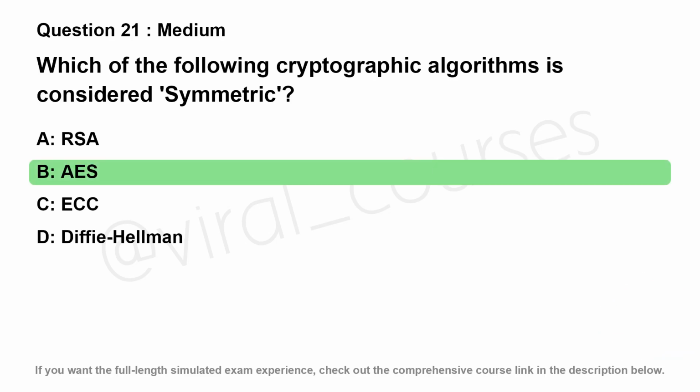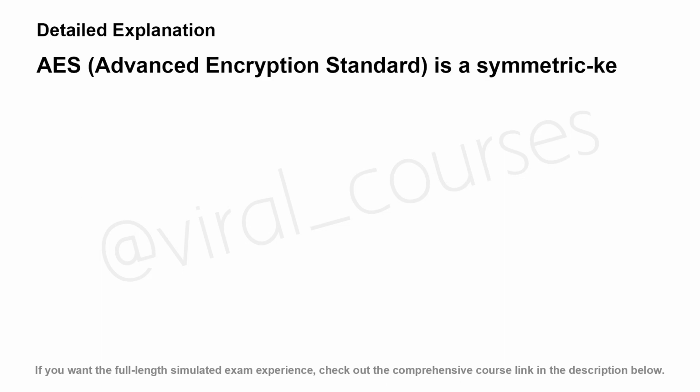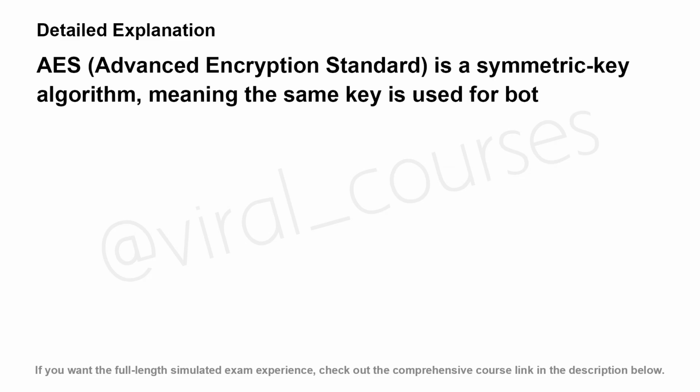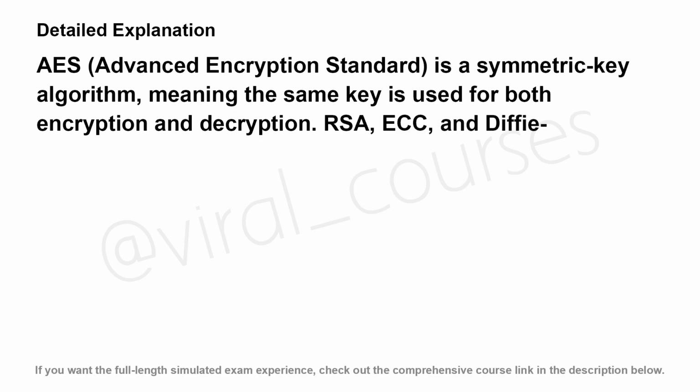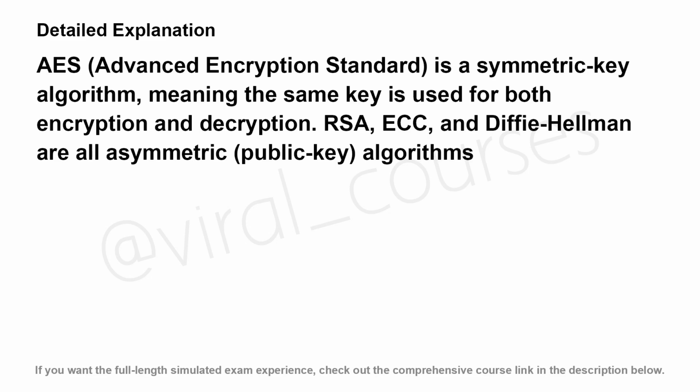The correct answer is B. AES. Advanced Encryption Standard is a symmetric key algorithm, meaning the same key is used for both encryption and decryption. RSA, ECC, and Diffie-Hellman are all asymmetric public key algorithms.